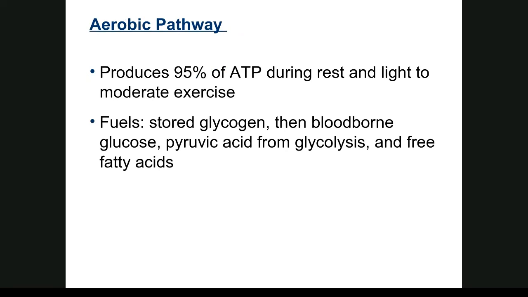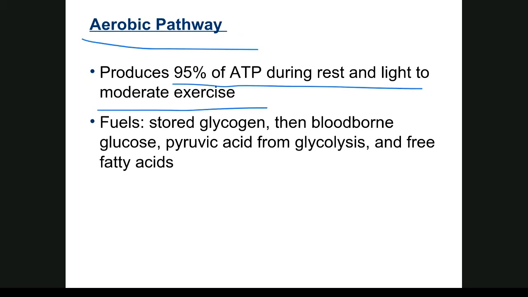Aerobic respiration produces 95% of the ATP that you make during rest or light to moderate exercise. The fuels that you burn, which burning means combining with oxygen, that's what burning is. Glycogen, then glucose, pyruvic acid from glycolysis, as well as free fatty acids can be burned for energy. And in the worst case scenario, you can actually start burning your own muscle protein.